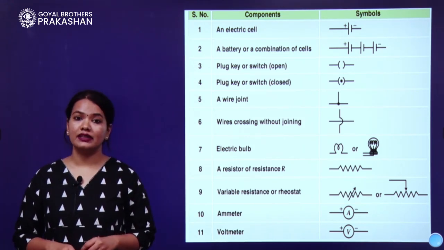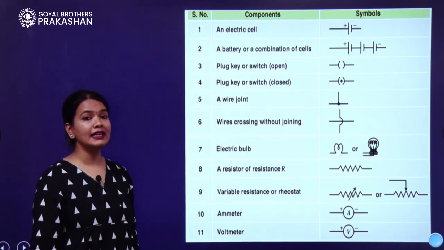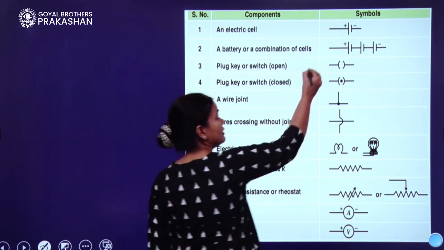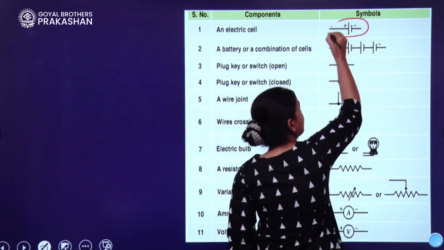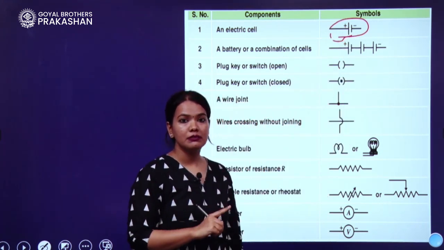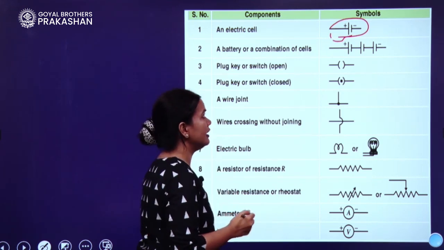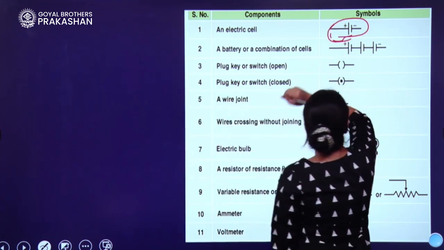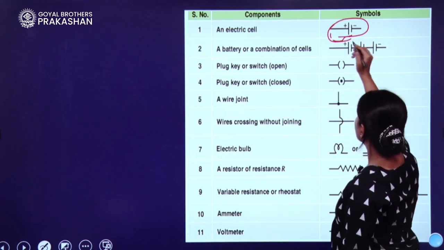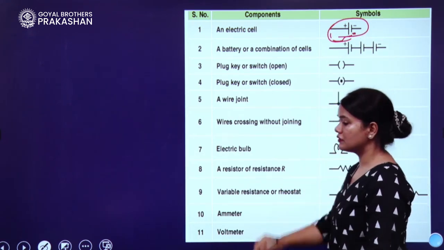First is an electric cell. It is represented by two lines. Electric cell is represented by two parallel lines. These are the two parallel lines. The smaller line represents the negative terminal, longer line represents the positive terminal, right? So this is your symbol for the electric cell. Look at the shorter line, negative terminal, longer line, positive terminal.